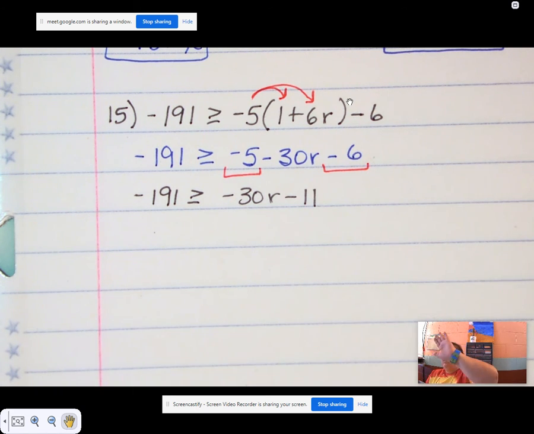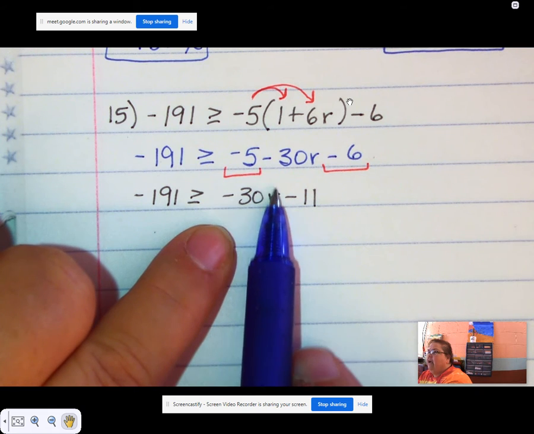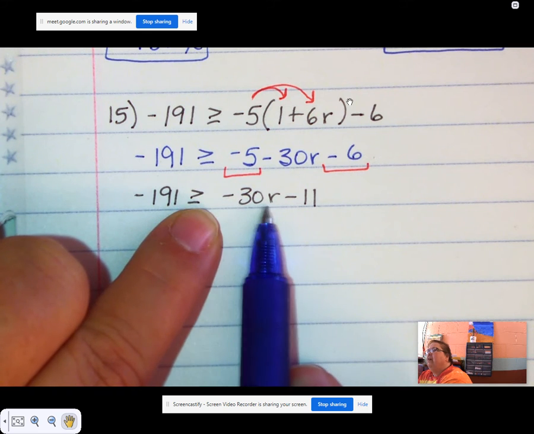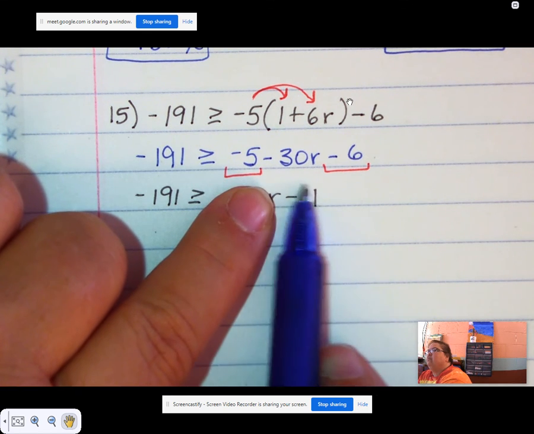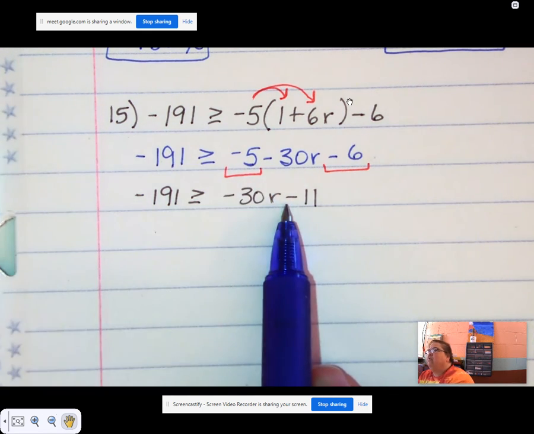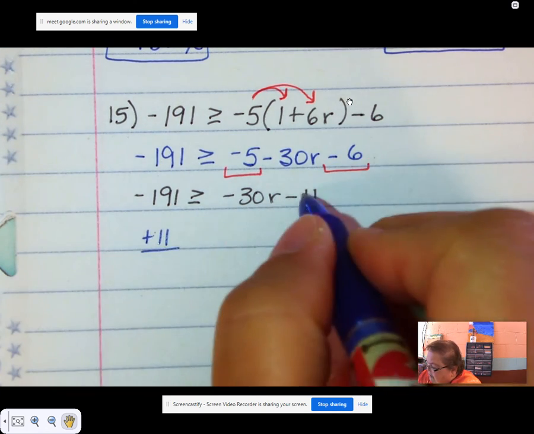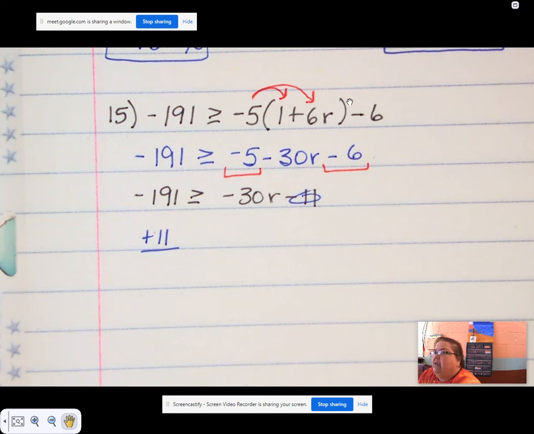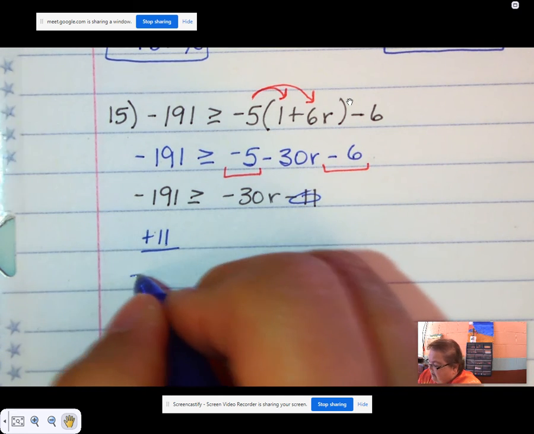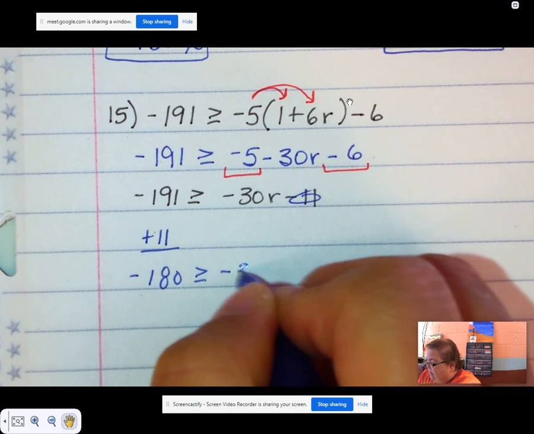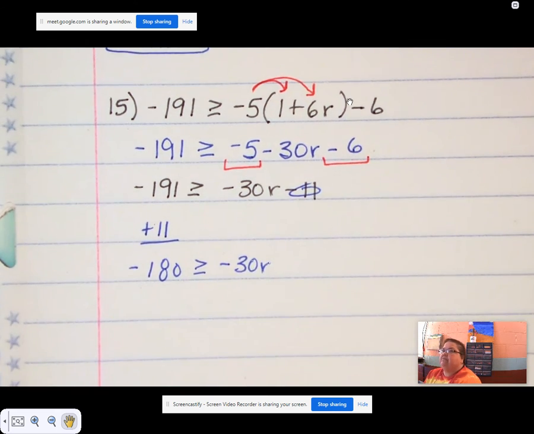Okay, so I'm working on this side. How do I know? Well, that's because where the variable is, right? And it needs to be isolated. So multiplication, subtraction. Subtraction goes away first. What's the inverse of minus 11? Plus 11 to the other side. That goes away. Negative 180 greater than or equal to negative 30r.